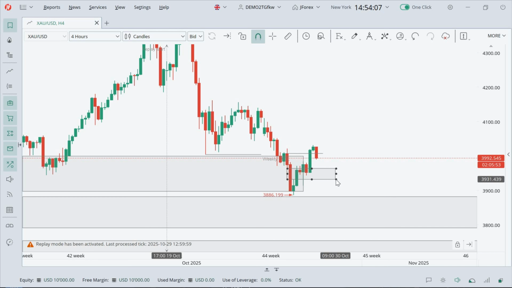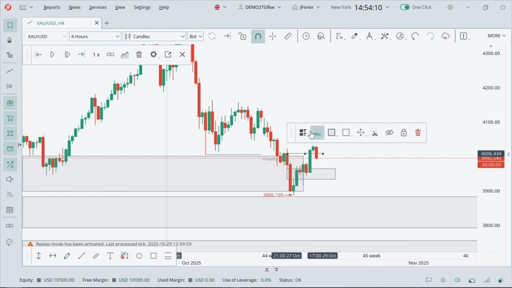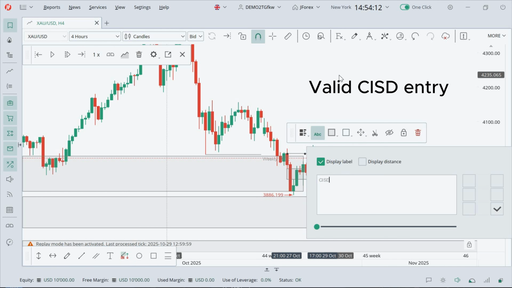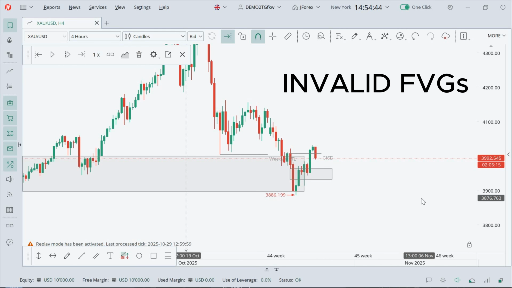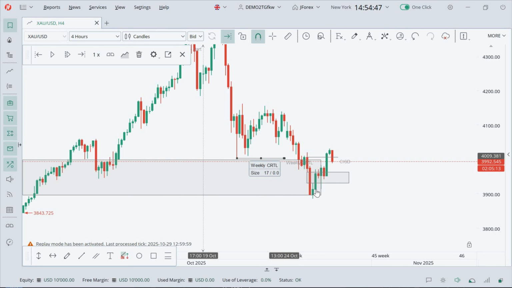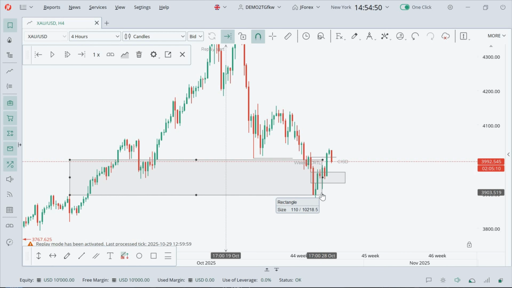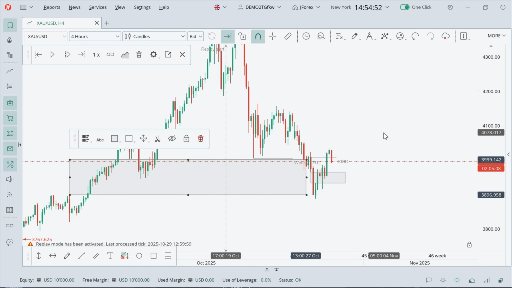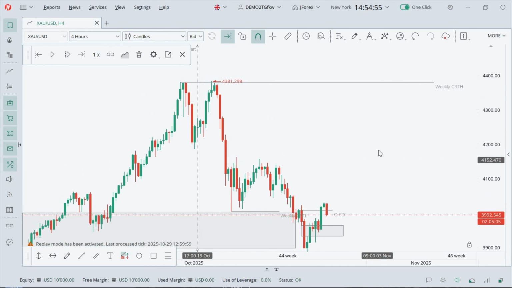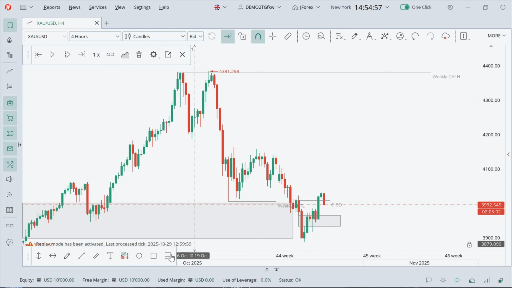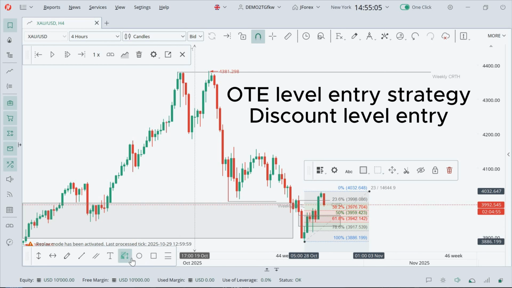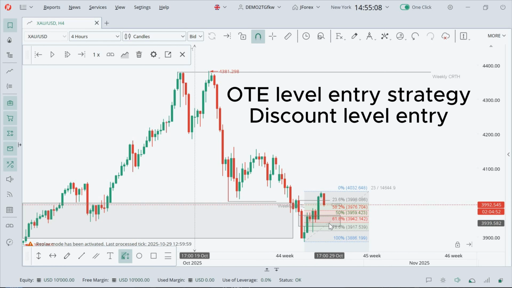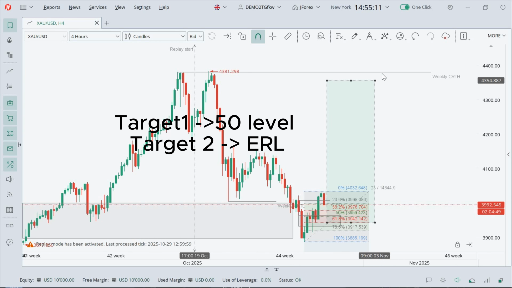There is an inversion fair value gap where price might retrace to and then go up, because initially it disrespected the bearish fair value gap. Now we anticipate it to be a bullish inversion fair value gap. We plot the optimal trade entry where we need to take our entries from, that is the discount level. Never take trades from the premium level.